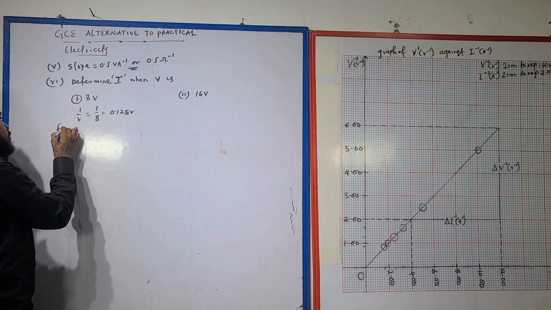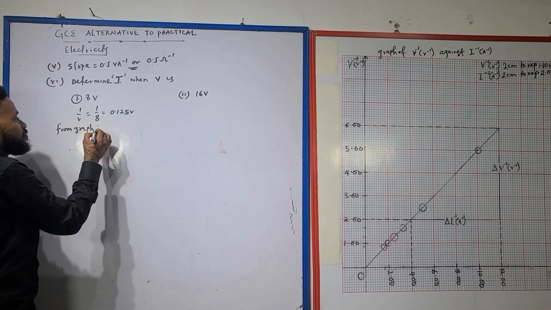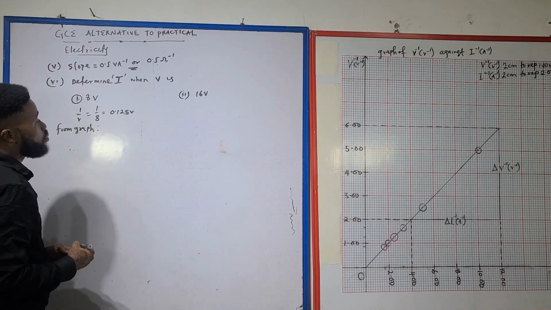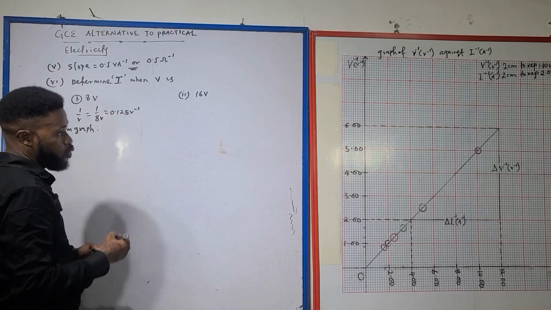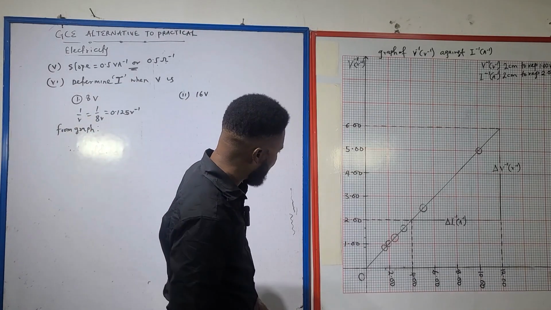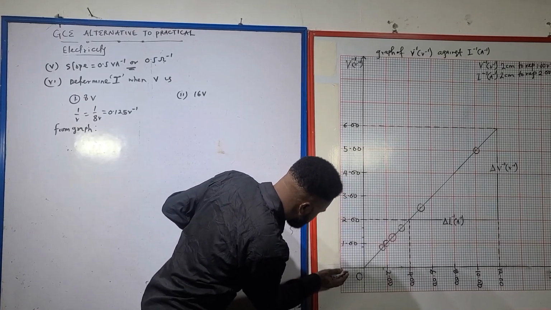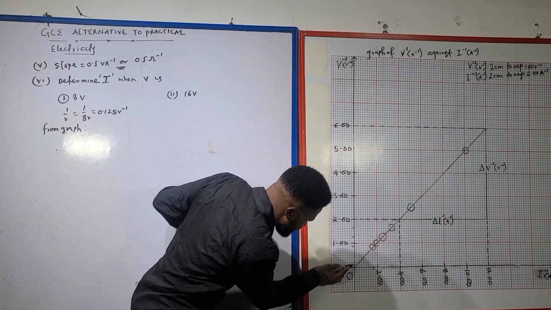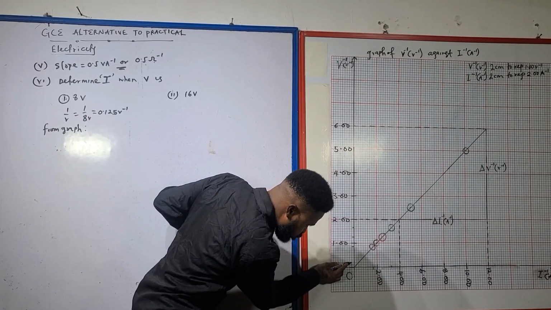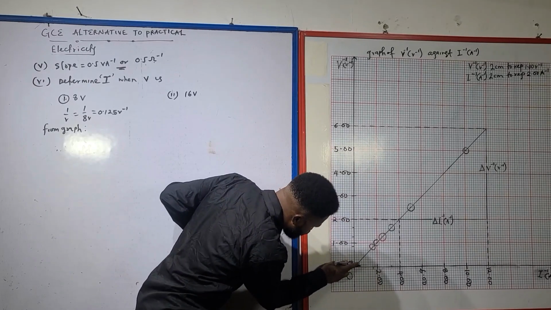From the graph, we're going to trace out 0.125 per volt. If I am to check that, this is 0.1 and then this is 0.2 on my graph. But I need 0.125.